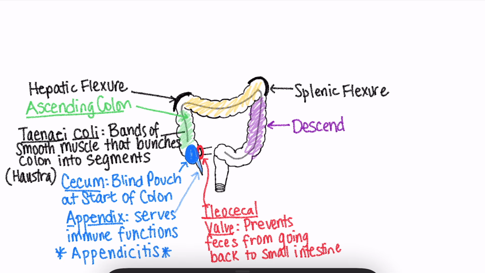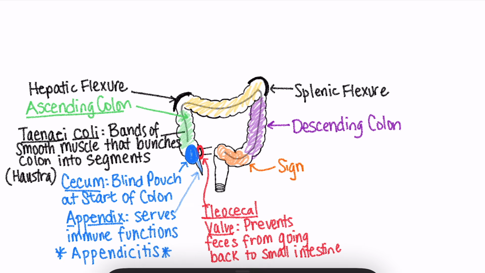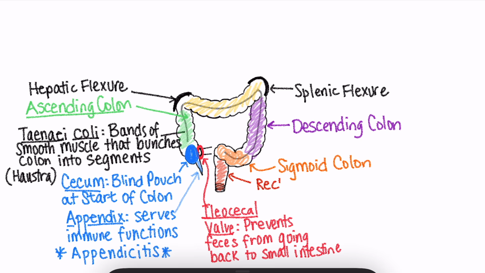Got the descending colon. And then the sigmoid colon we'll do in orange. See how it's considered to be kind of shaped like an S curve. And I'll make the rectum here pink. So this is the rectum. And then you can see that there's some muscles right here that are important anal sphincters.